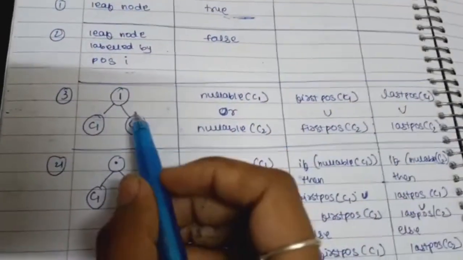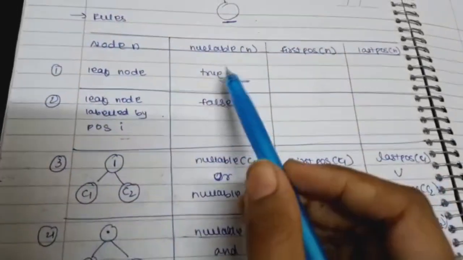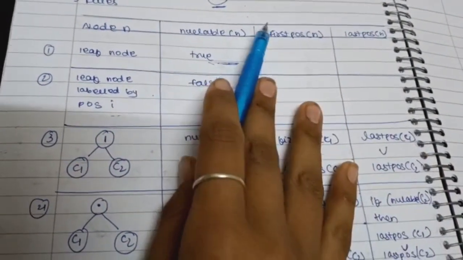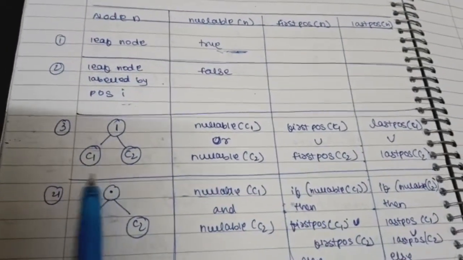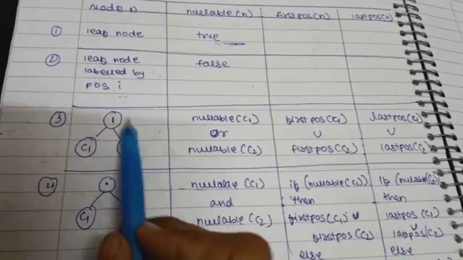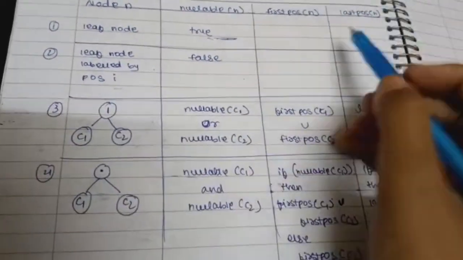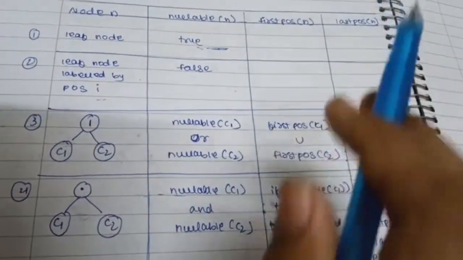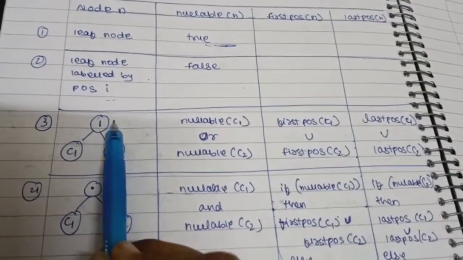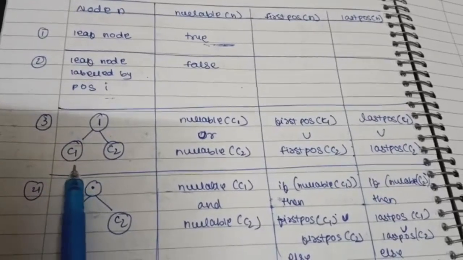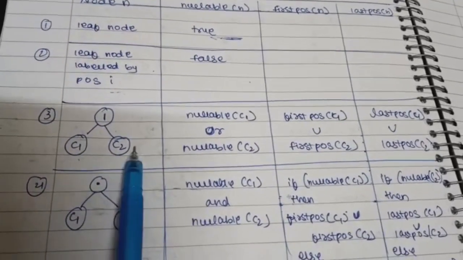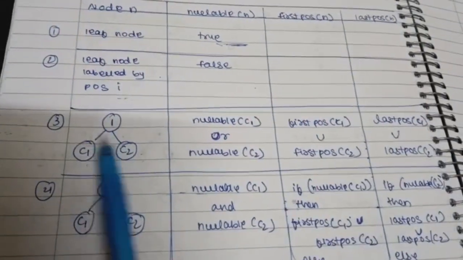So for our OR operator, we need to check whether this OR operator is nullable or not. Then what is the rule? First we need to check whether C1 is nullable or C2 is nullable. If one of them is nullable, then this operator is said to be nullable. Same way, the first position of n. When you are calculating the first position of n, that is this OR operator node, you need to calculate the first position of C1, then the first position of C2, then doing the union will give you the first position of this OR operator.